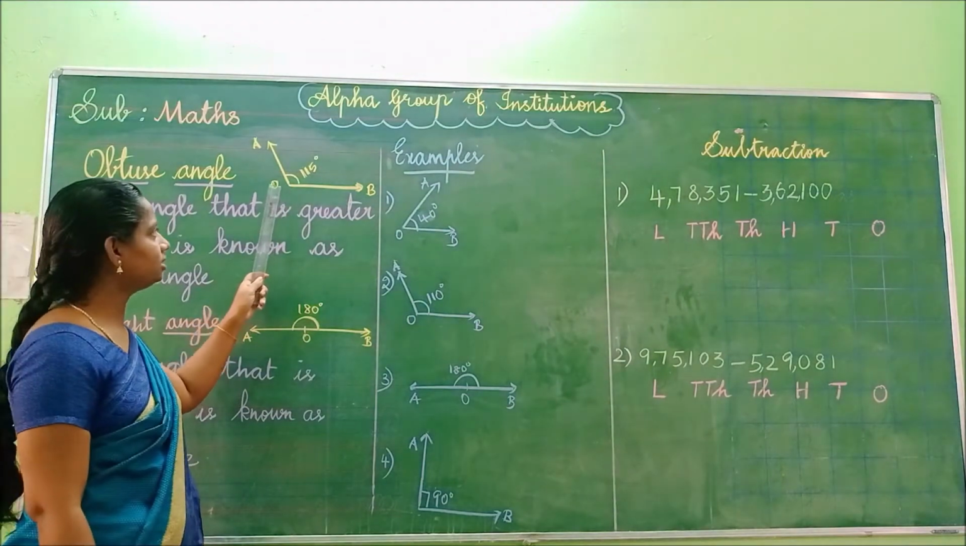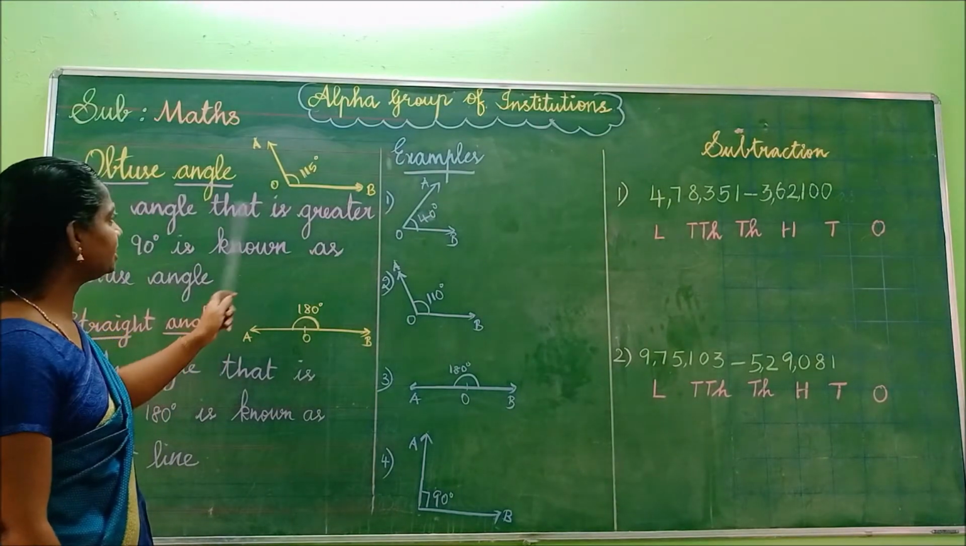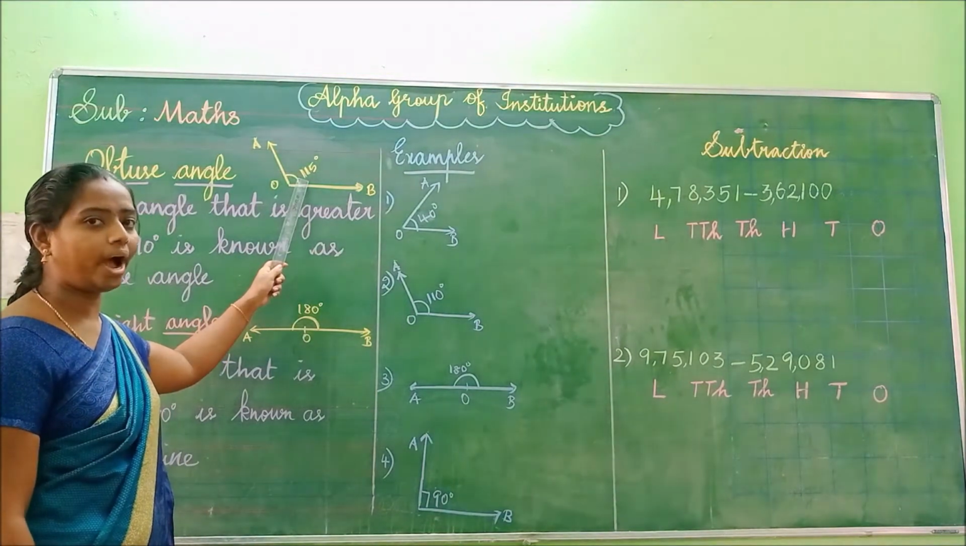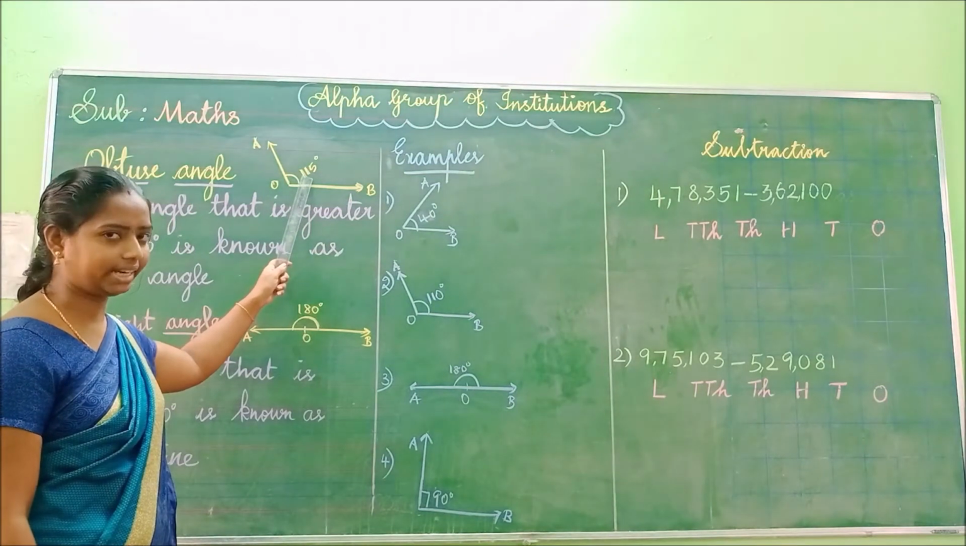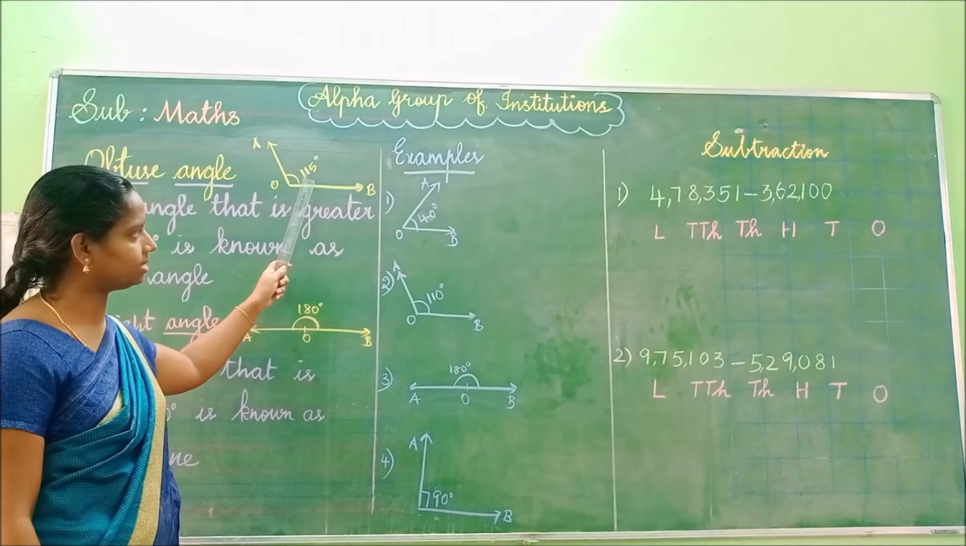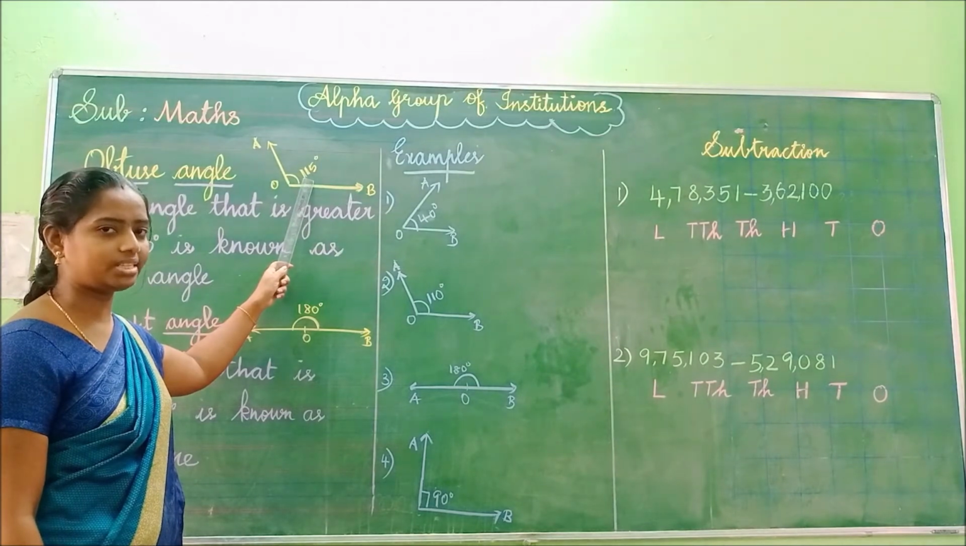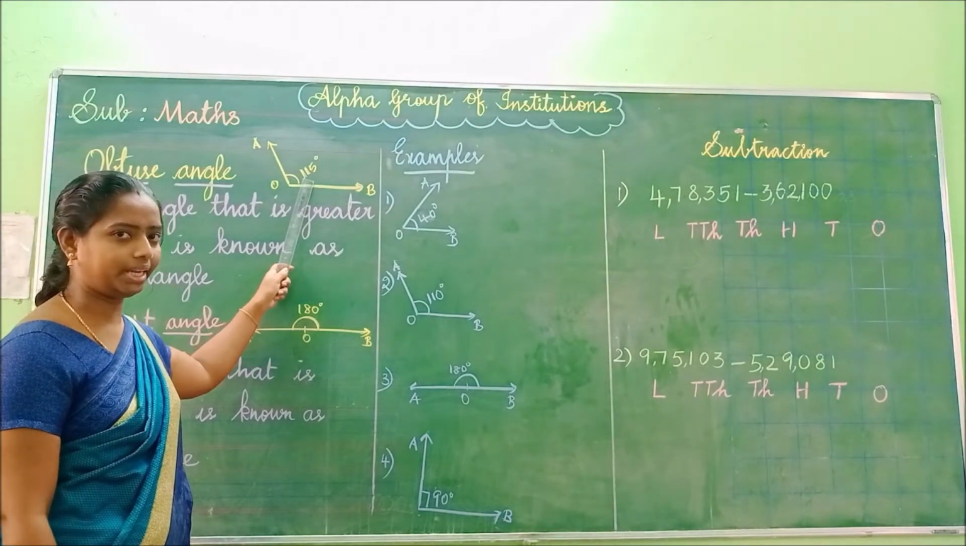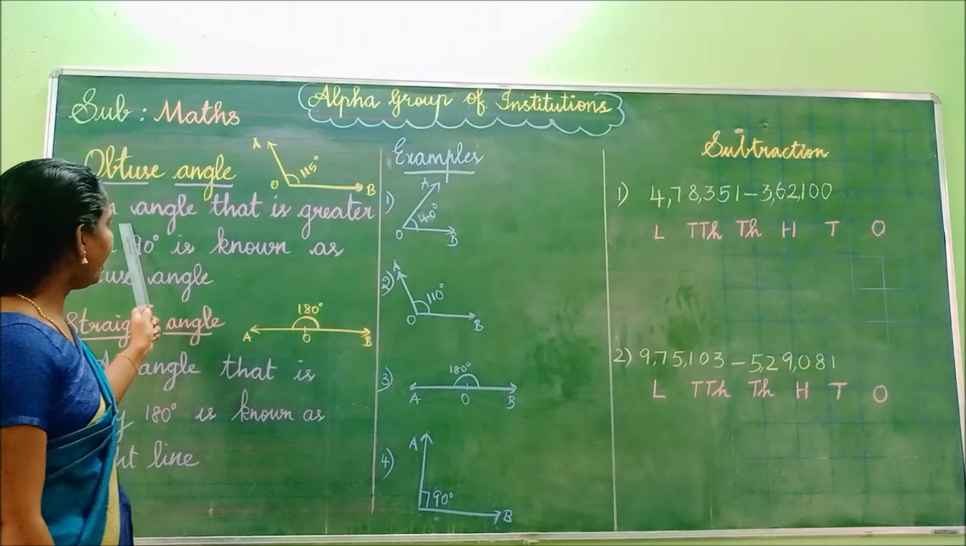See, children, see the figure here. An angle which is greater than 90 degrees. Here I have shown 115 degrees. It is greater than 90 degrees, isn't it? So it is an obtuse angle. I am repeating it again.